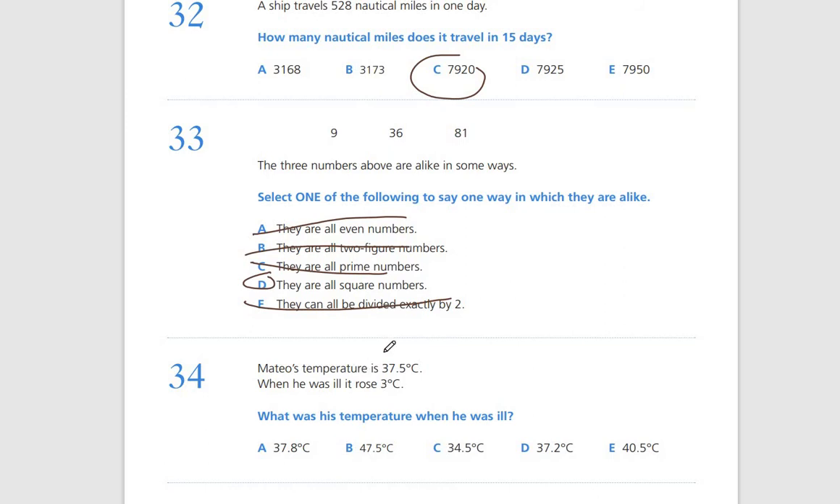34. My temperature was 37.5 degrees. When he was ill, it was 3 degrees higher. What was his temperature when he was ill? If you add 3 degrees to the 37.5, you get 40.5 degrees, which is E.